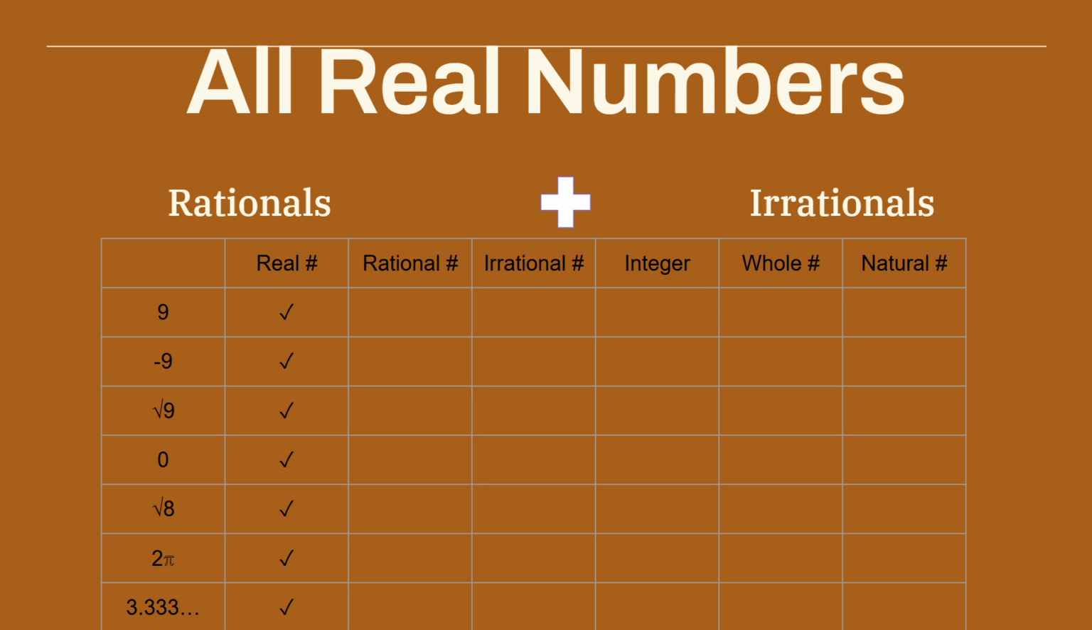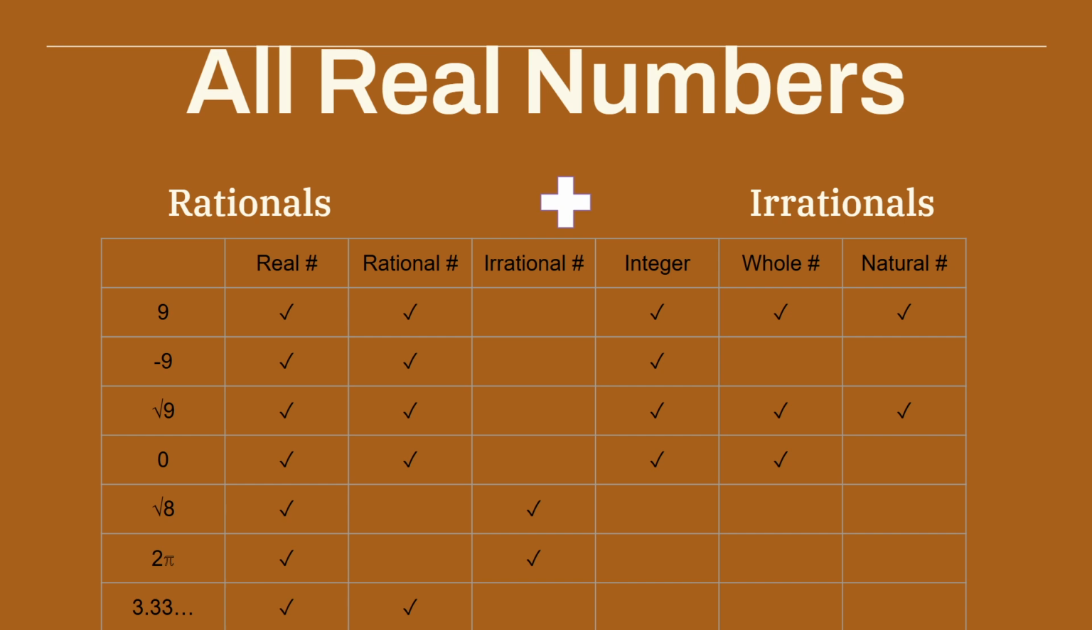So let's take a look at a chart here. All numbers are going to be real. So the 9 is and -9 and everything else is checked off as real. But are they rational, irrational, integers, whole, or natural numbers? Well, 9 is a rational number because I can represent 9 as an integer over integer: 18 over 2, or 90 over 10. It doesn't have the crazy decimals that are non-repeating, so it's not irrational.